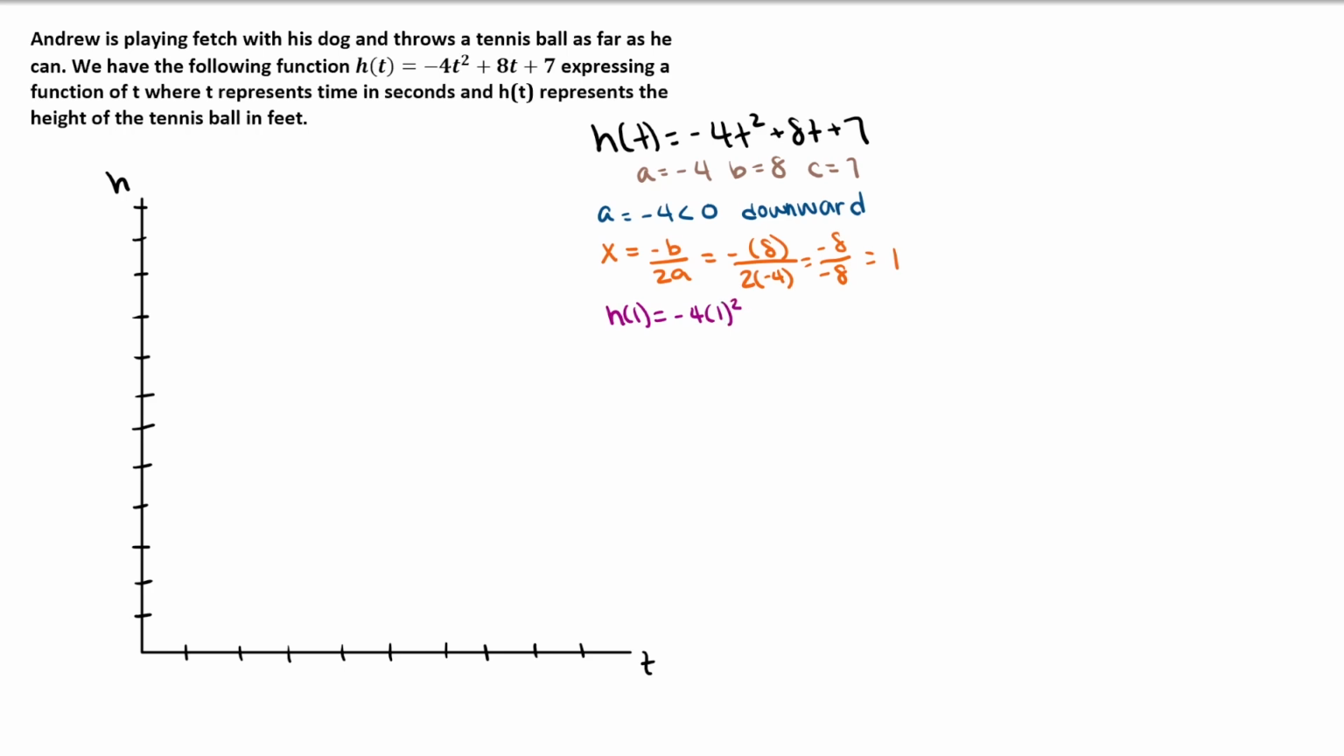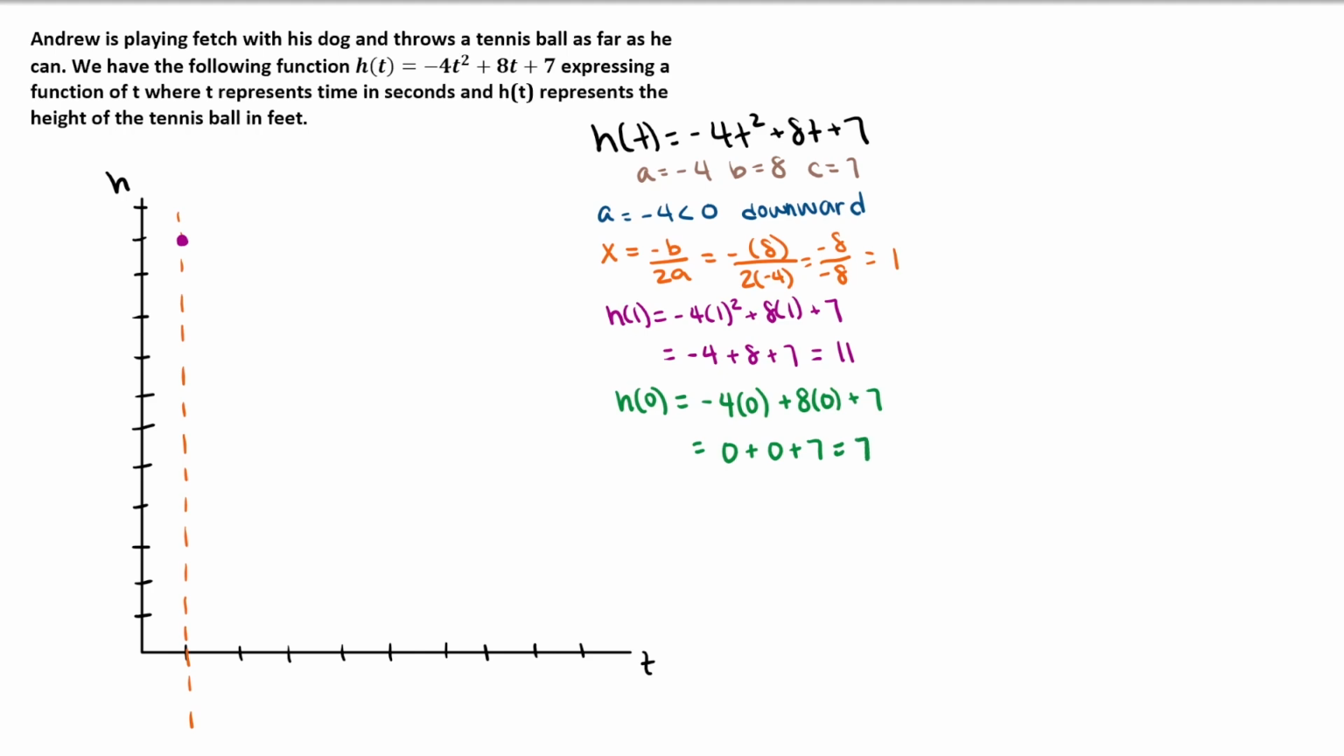h of 1 is equal to -4 times 1 squared plus 8 times 1 plus 7, which is -4 plus 8 plus 7, which is 11. So our vertex is at (1, 11). Our y-intercept is when t is equal to 0. So we have -4 times 0 plus 8 times 0 plus 7, which equals 0 plus 0 plus 7. So our y-intercept is at (0, 7).